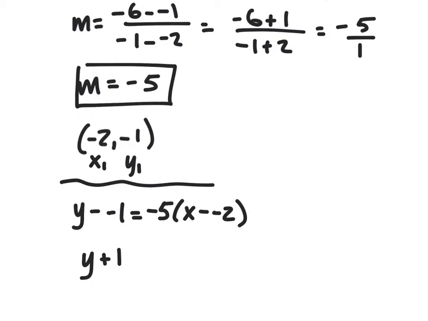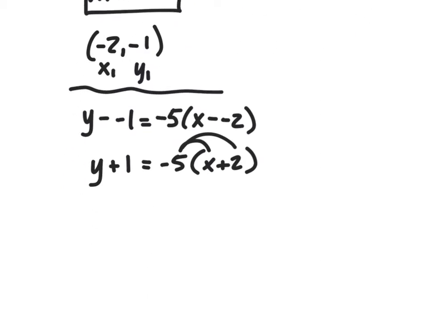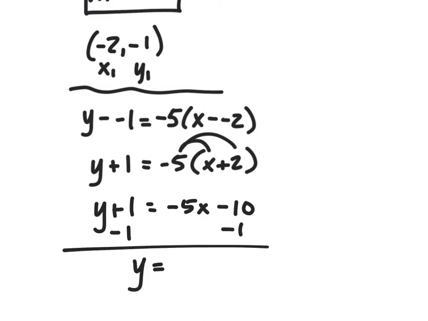Okay, so I get y plus 1 is equal to -5 times x plus 2. Now what I want to do is distribute my -5, just like we did in the last one, and we're going to get y plus 1 is equal to -5x minus 10. Then I'm going to subtract 1 from both sides, and I get that y is equal to -5x minus 11, and that's my equation.